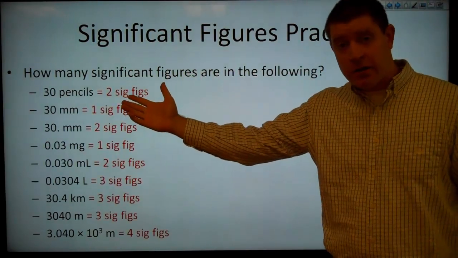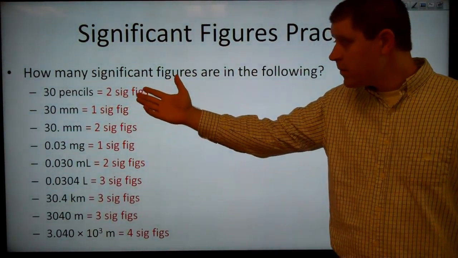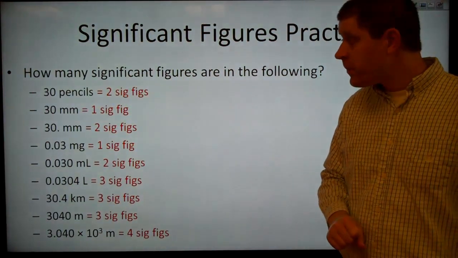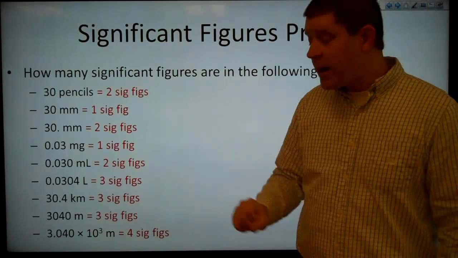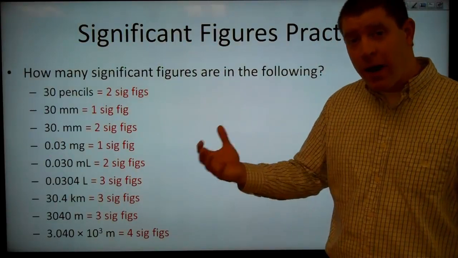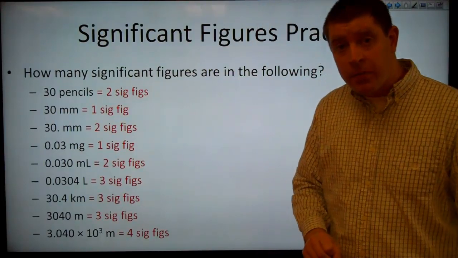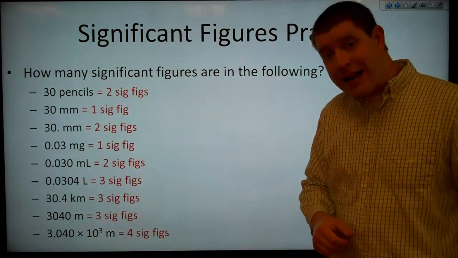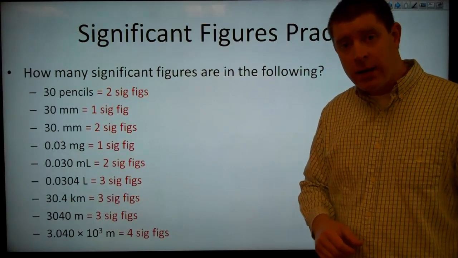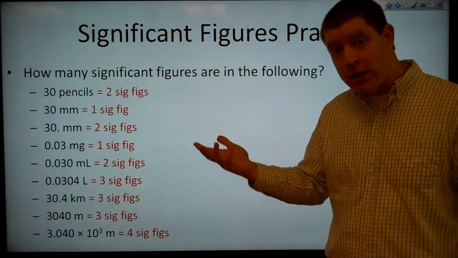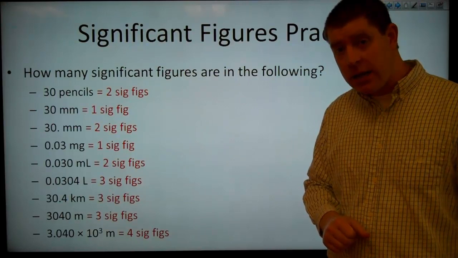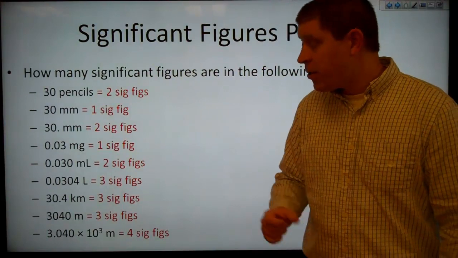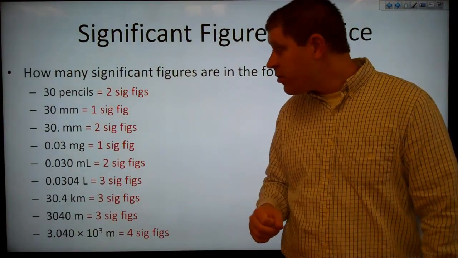So, how many sig figs are there in each of these? 30 pencils is an exact number. We have 2 sig figs written there, but this is an exact number, because it's a counting number. So you would ignore this in determining the number of sig figs in any calculations involved. If we have 30 millimeters, the 3 counts, the 0 doesn't, because there's no decimal point.